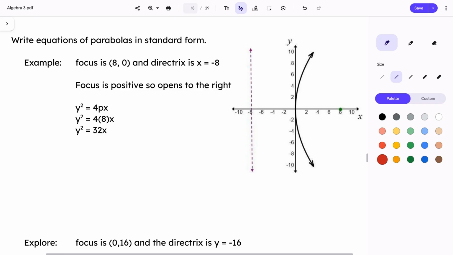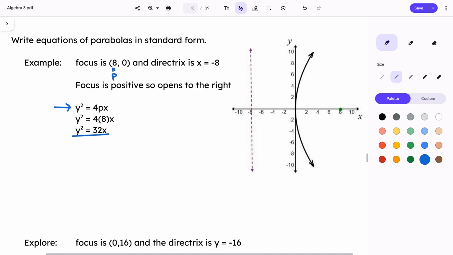I also know that my focus is positive because it's at 8, 0, so I know it's going to open up to the right. So that helps me know how to write my equation, that it shouldn't have a negative in it. So what I'm going to do is think about that form that I had originally, which is y squared equals 4px. And remember, p is what we use to help us get our focus point and our directrix. So our p is 8. So they're putting in 4p, 8. So you're just taking 4 times 8 times x, and your answer is just y squared equals 32x.